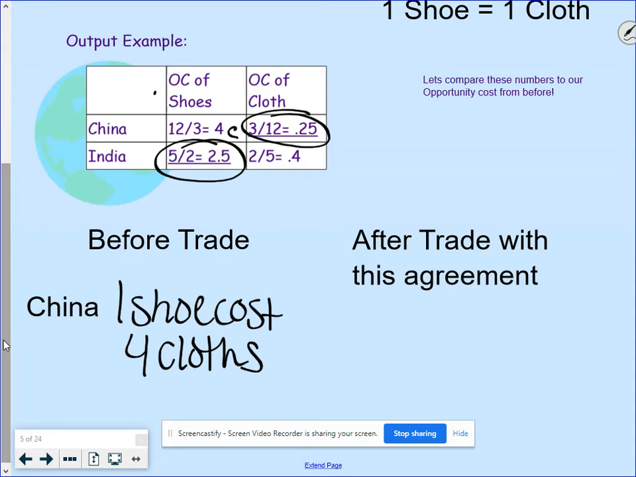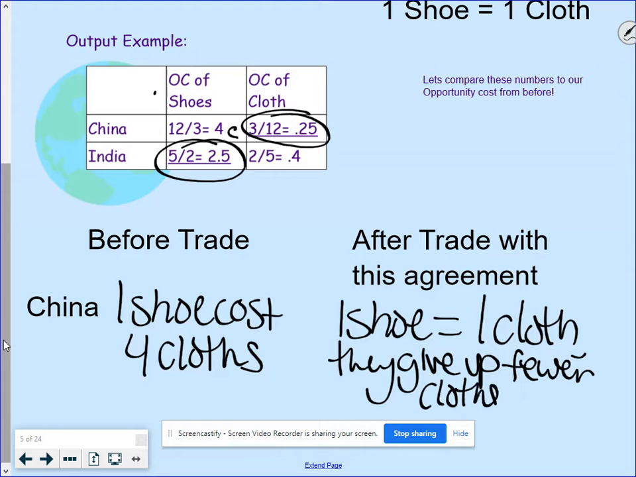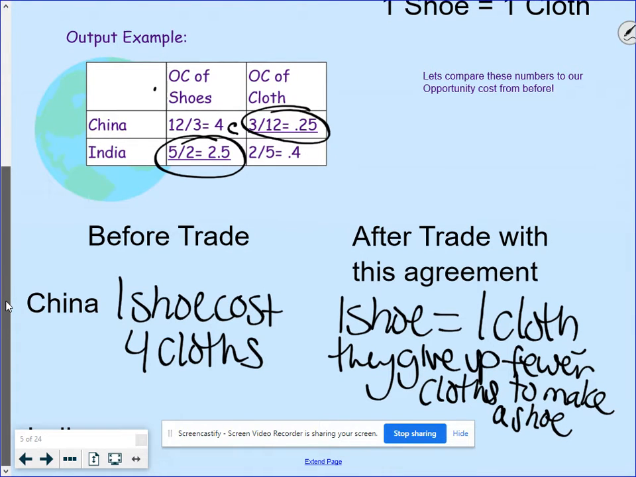So before trade, for China, one shoe costs 4 cloths. After this trade agreement, one shoe costs 1 cloth. They are giving up fewer cloths to make a shoe. So for China, this is a good trade deal, because by themselves they'd have to give up 4 cloths to make a shoe, and now they have to give up 1 cloth.